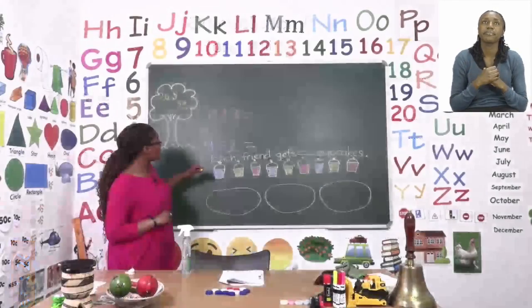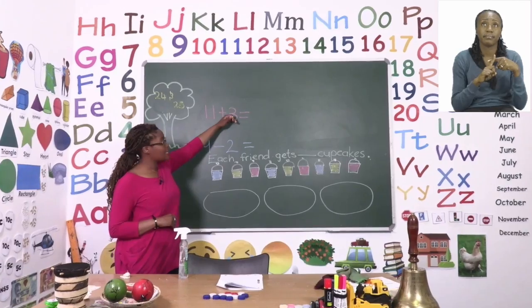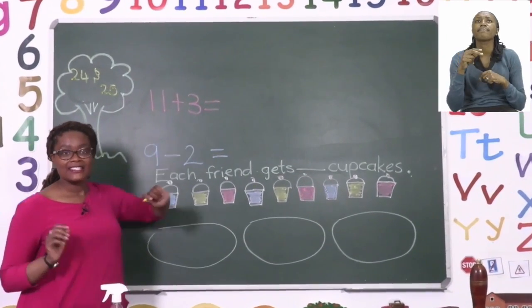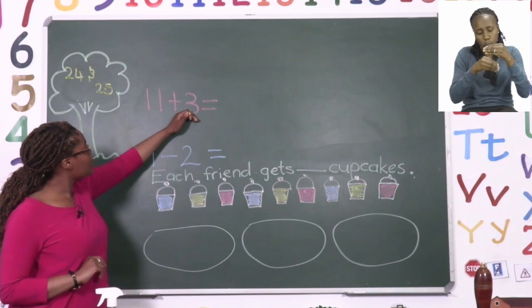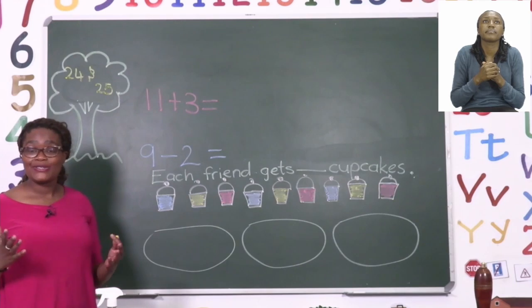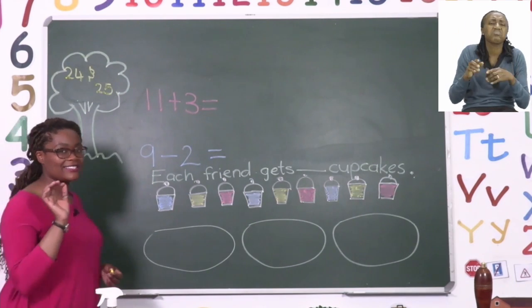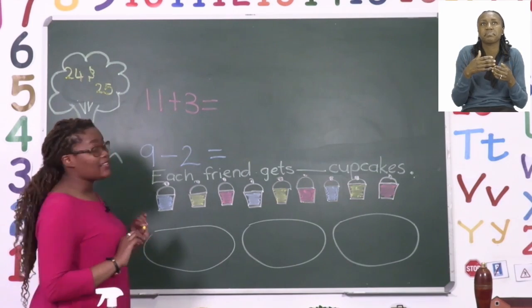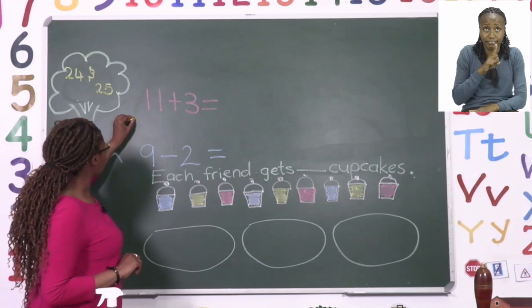Now, the first one says 11 plus 3 equals. Let's say it again. 11 plus 3 equals. Now you can use your counters, you can use sticks, you can use the number line. Today we're going to use sticks. Or rather, let's use balls. So we're going to say 11 balls first.